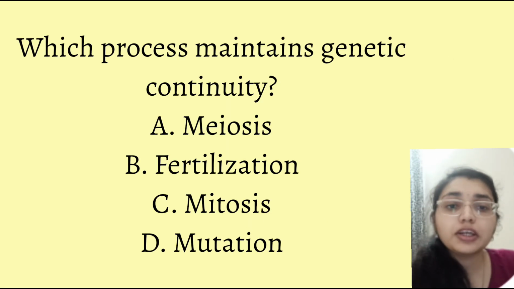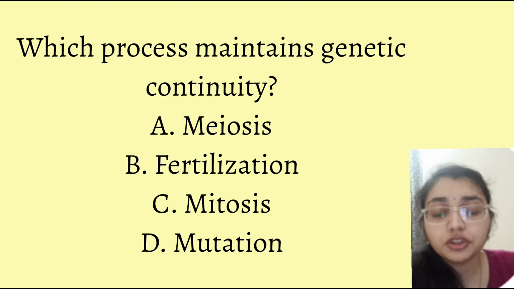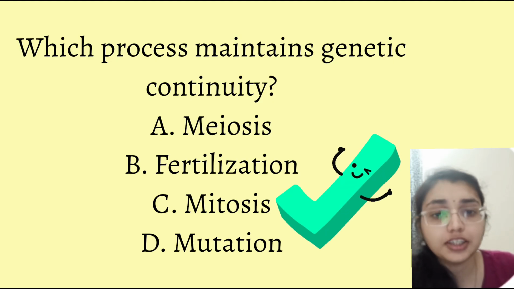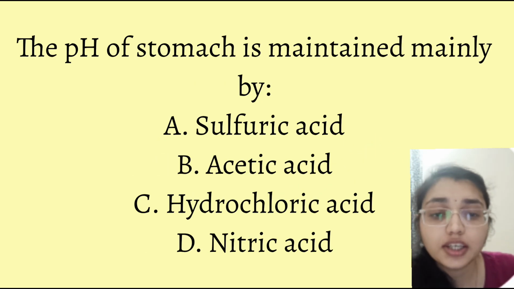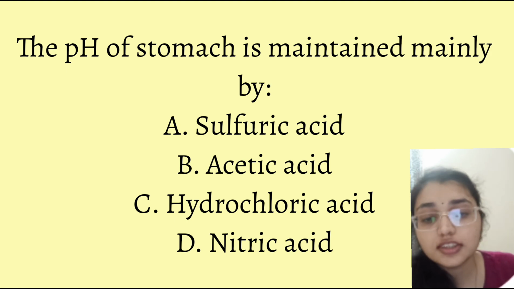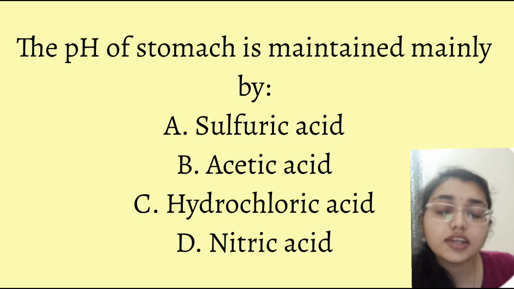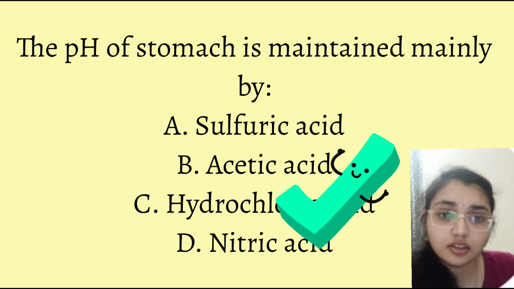Which process maintains genetic continuity? Option A meiosis, option B fertilization, option C mitosis, and option D mutation. So mitosis is a process that maintains the genetic continuity. We have to tell the pH of stomach, and it is maintained mainly by option A sulfuric acid, option B acetic acid, option C HCl, that is hydrochloric acid, and option D is nitric acid. So here the pH of the stomach is maintained by HCl, hydrochloric acid.